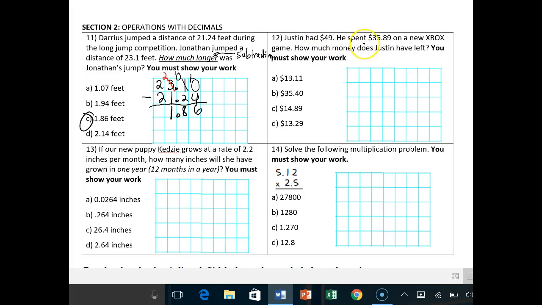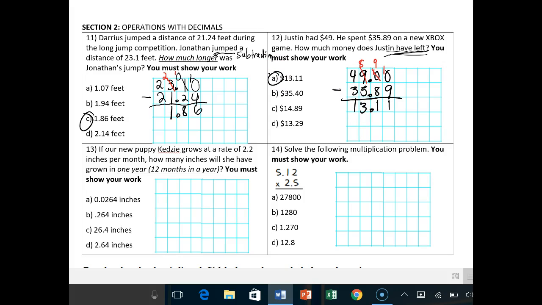Justin had $49. He spent $35.89 on a new Xbox game. How much money does Justin have left? That have left again is a subtraction. You must show your work. So say 49 first minus 35.89. I need to fill in 0, so that means 49.00 goes right there. So let's borrow, because I can't do 0 minus 9, 0 minus 8. Borrow from the 9, that becomes an 8. This becomes a 10, but then I got to borrow again from it and carry that over there. So 10 minus 9 is 1, 9 minus 8 is 1. Put your decimal down. 8 minus 5 is 3, 4 minus 1 is 3, so $13.11.